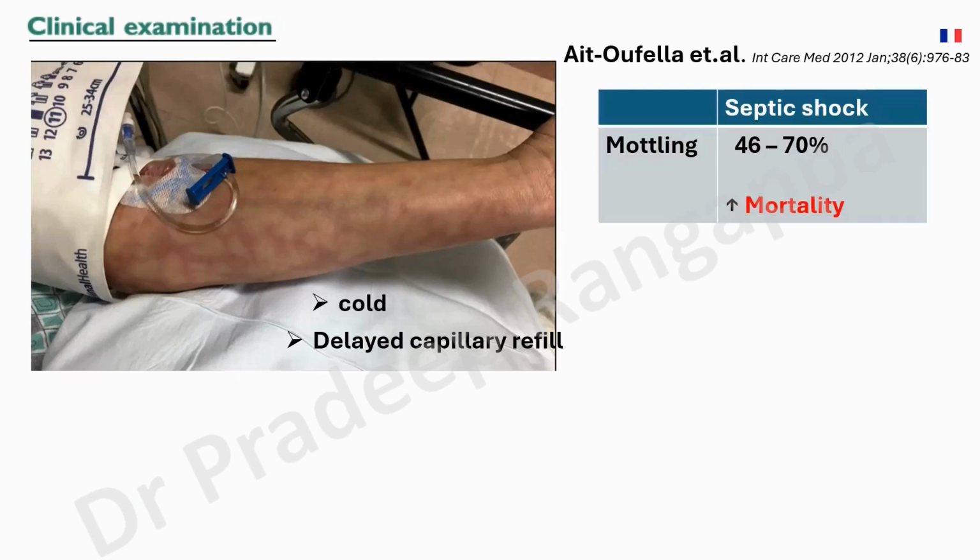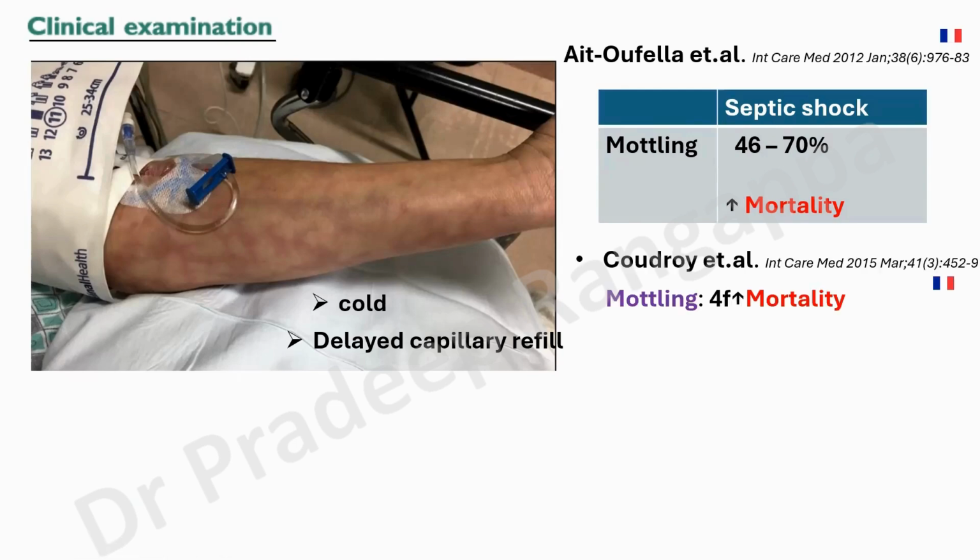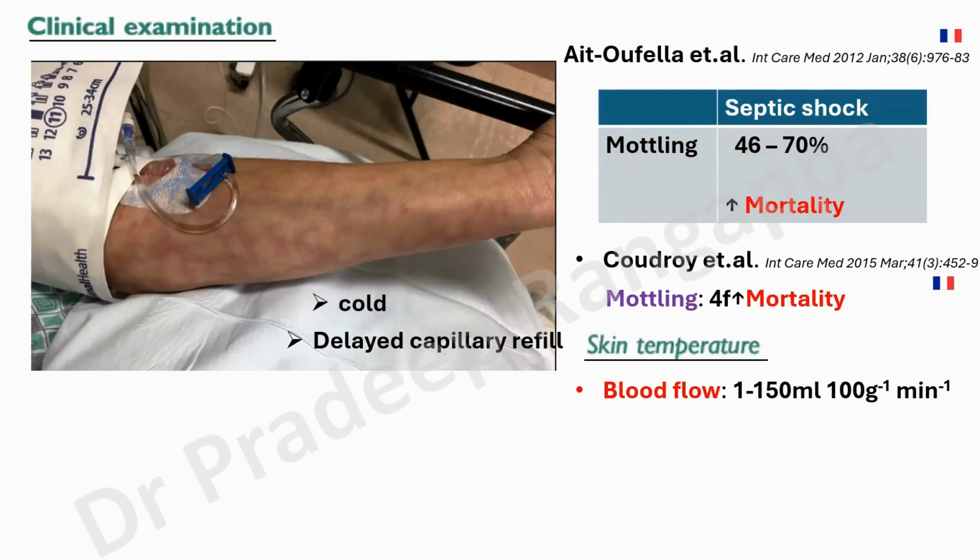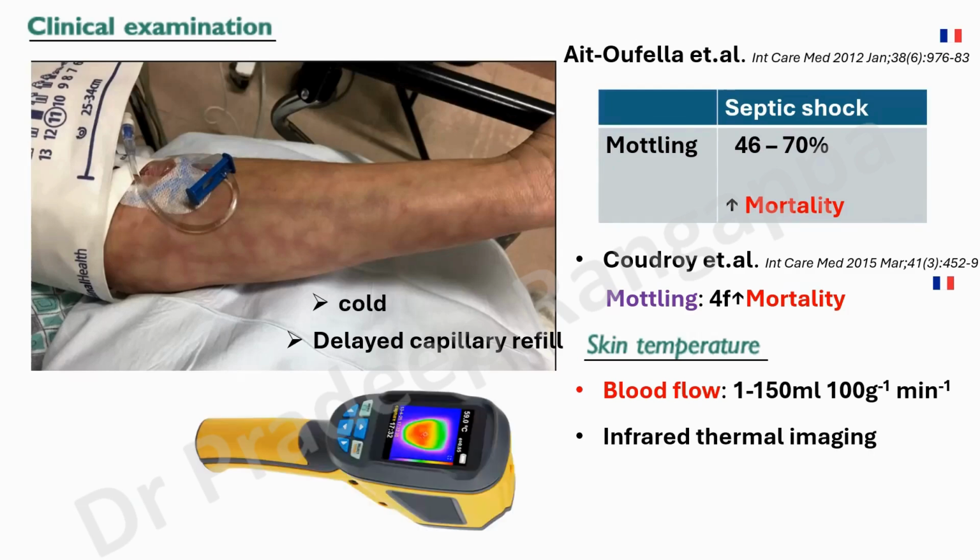So are there studies? Yes, there is this Andromeda study, I'm sure you know. This was from the French groups, where they showed that mottling was present in 46 to 70% of the patients with septic shock, and this was associated with increased mortality. And this was another study from France where if a patient comes with mottling, they were found to have a fourfold increase in mortality.